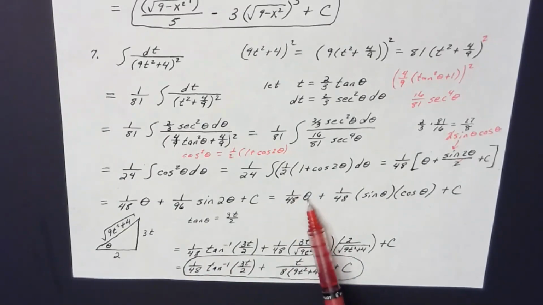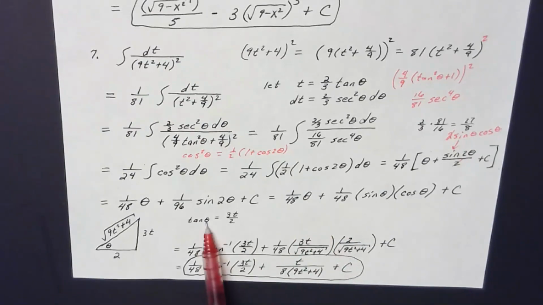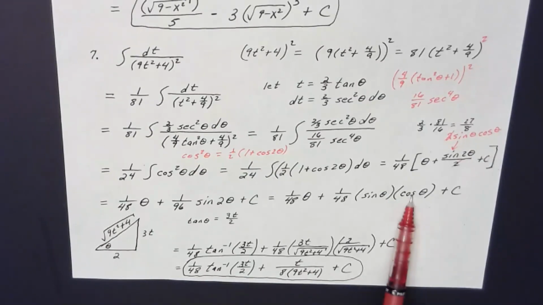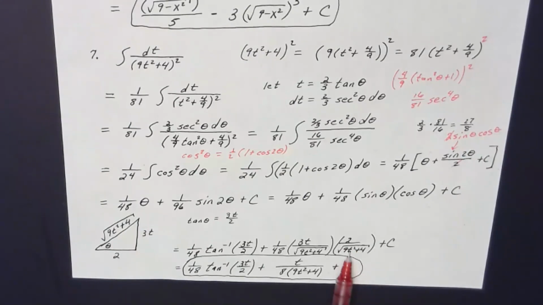1 over 48 times theta. I used this for theta. Theta is going to be the inverse tangent of 3t over 2. And then plus 1 over 48 sine of theta. That's the opposite over the hypotenuse. Cosine of theta, the adjacent over the hypotenuse, where that comes from. As soon as I saw that, I knew these two square roots combined to be just 9t squared plus 4 to the first power. And then my numerator would have been 6t.